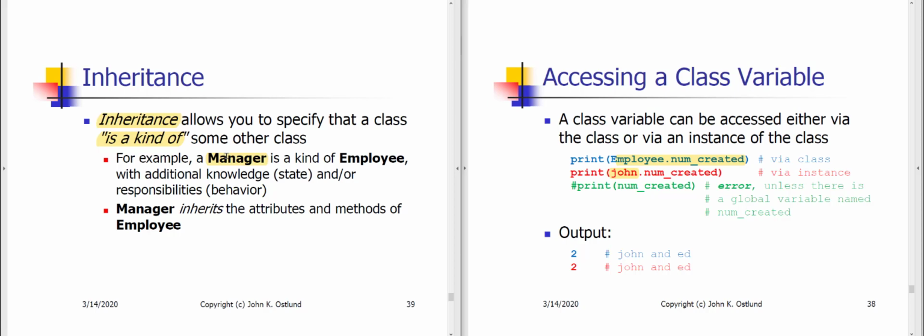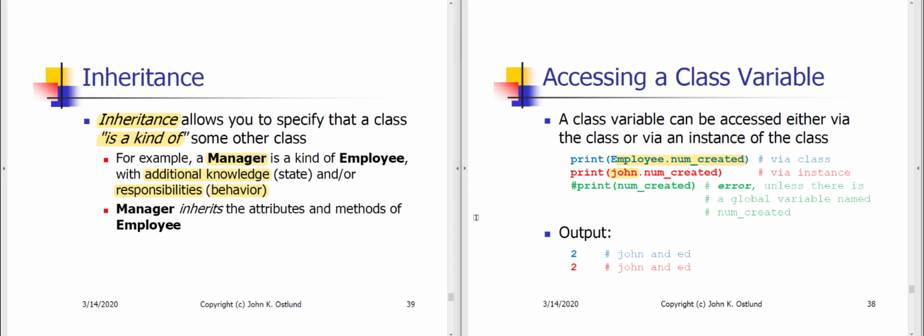Well, a manager is a kind of employee. A manager also has a name, an ID number, and a rate. And a manager also needs to be able to be initialized and converted to a string and given a raise. But a manager has some additional state, that is, some additional instance variables, and some additional responsibilities or behaviors beyond what an ordinary employee has. For example, a manager is probably going to have a budget, and a manager is going to have a list of employees that report to the manager, and these kinds of things.